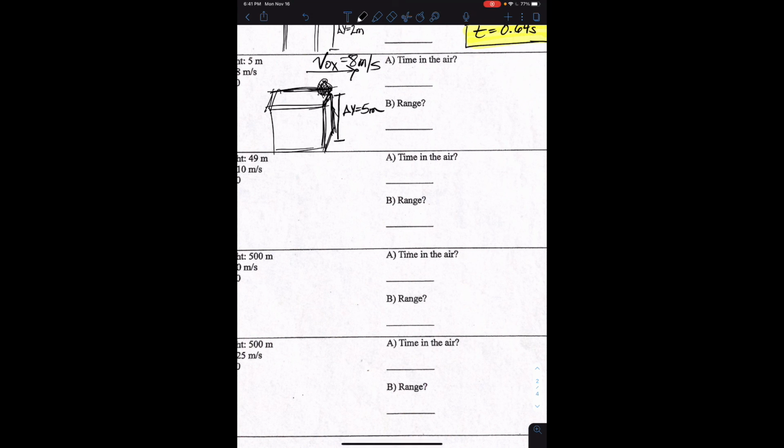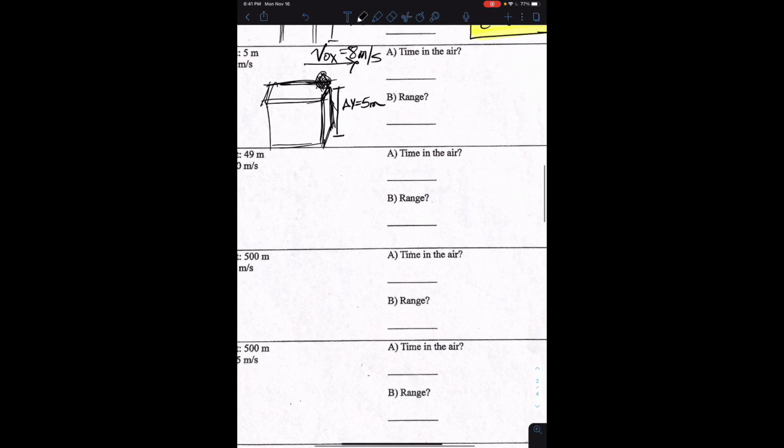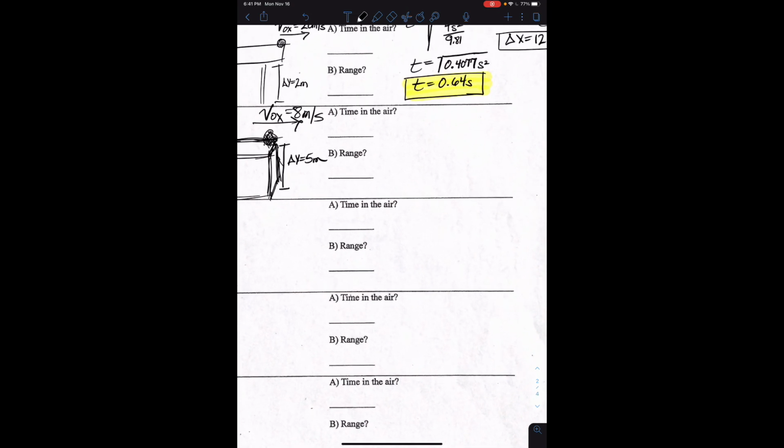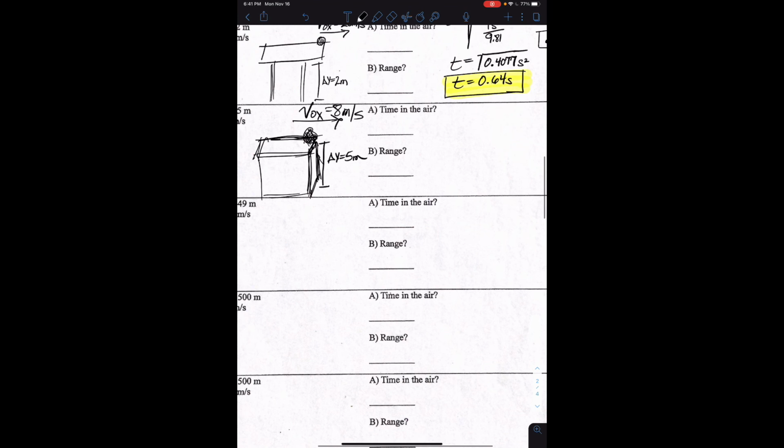Now, drawing is a super important first step in a lot of physics problems. So I always recommend it. I think it's just a good habit to get into. I know it takes more time, but it's a smart thing to do.